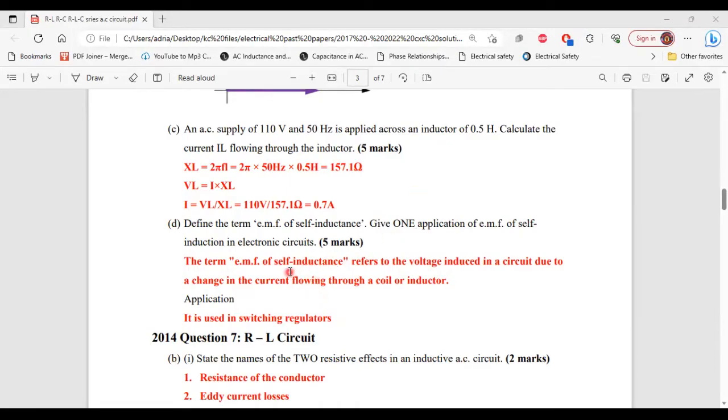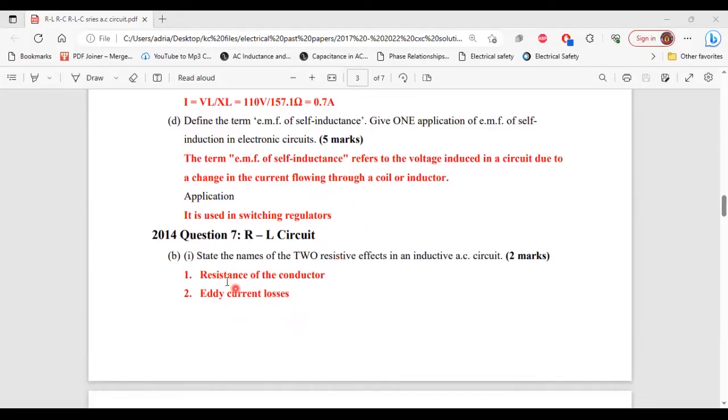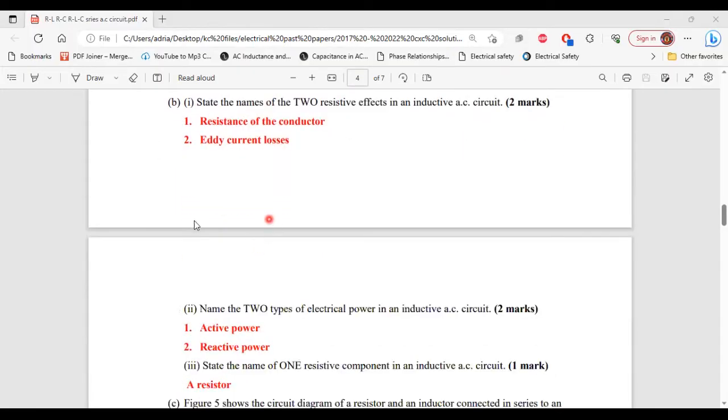All right, so let's move on to the next question. That is question 7 from the 2014 past paper. Part 1 of B. It says, state the names of the two resistive effects in an inductive AC circuit. The two resistive effects are the resistance of the conductor and eddy current losses. Part 2, it says, name the two types of electrical power in an inductive AC circuit. The two types of power are 1, active power, 2, reactive power.